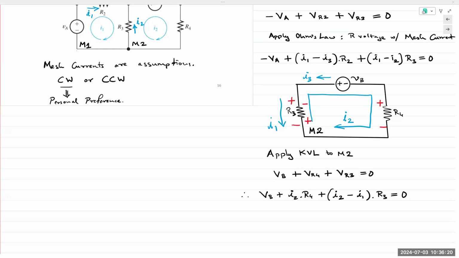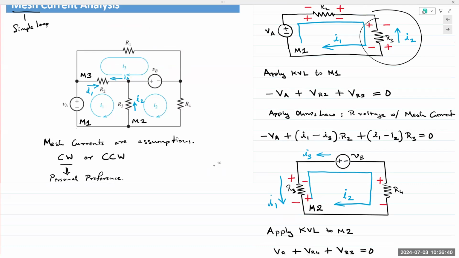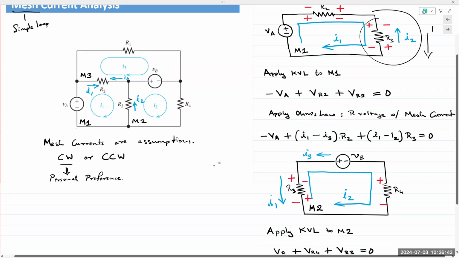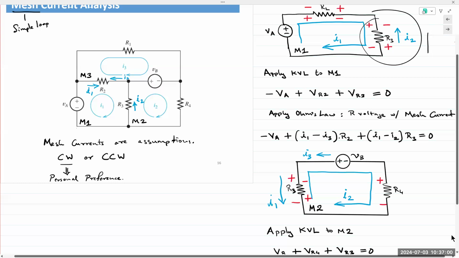So here, let me bring this up again. Scroll up, I mean. So if I2 was opposite, how would it change the mesh 1 equation? It only affects R3, by the way. So if it's coming down, it's in the same direction as I1. If I2 is coming down, plus at the top, minus at the bottom. Exactly. So it would not be I1 minus I2, it would be I1 plus I2. And the same thing will be implemented in mesh 2.